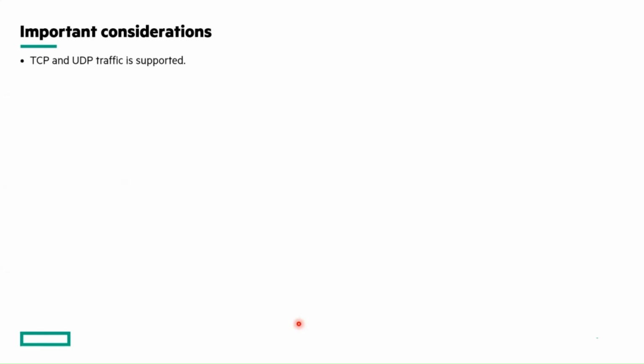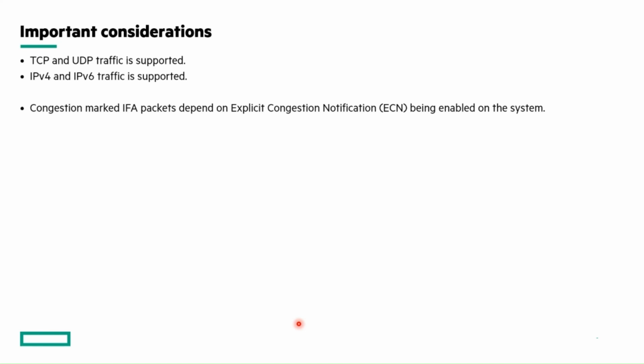These are some of the very important considerations when a user or a network admin is planning to configure IFA on their devices or on their networks. These are some of the details that I have picked out from the past slides, and this is where it comes in handy to the reader as well. The first thing is that TCP and UDP traffic is supported. IPv4 and IPv6 traffic is also supported.